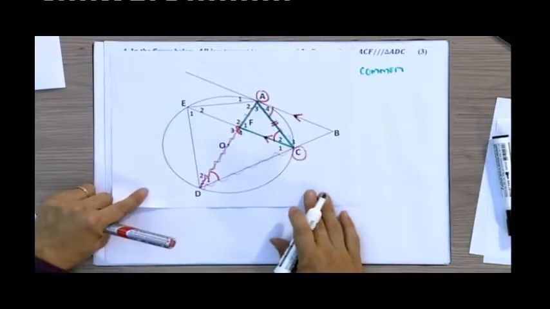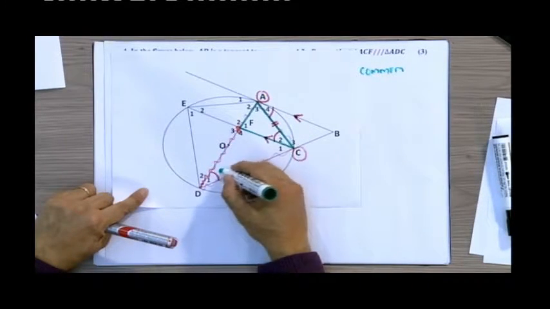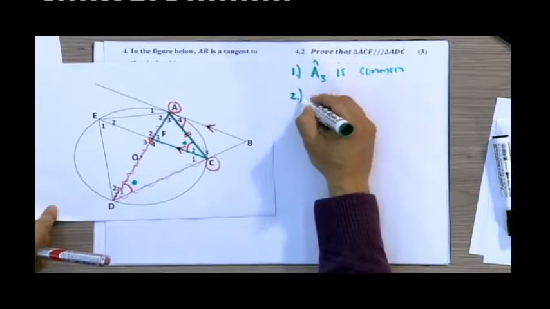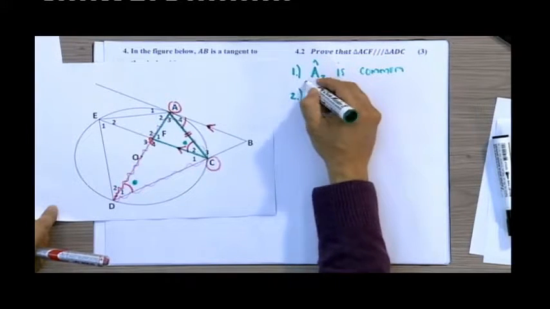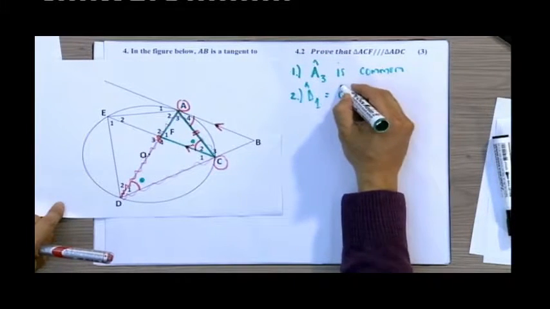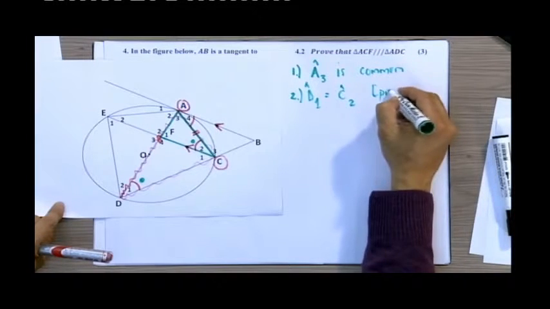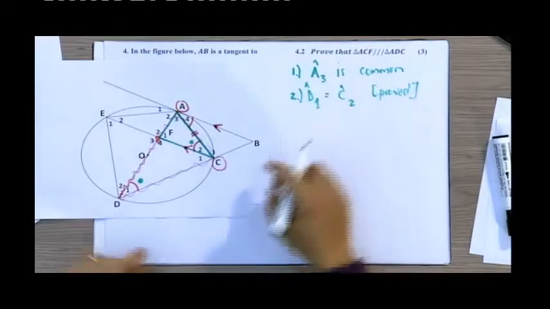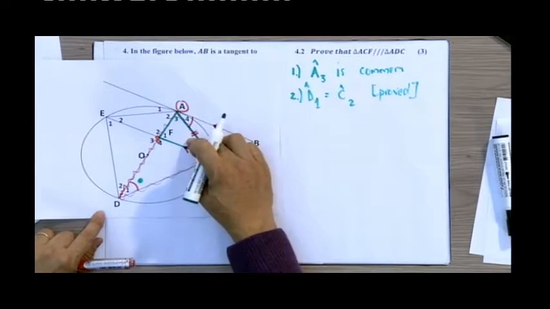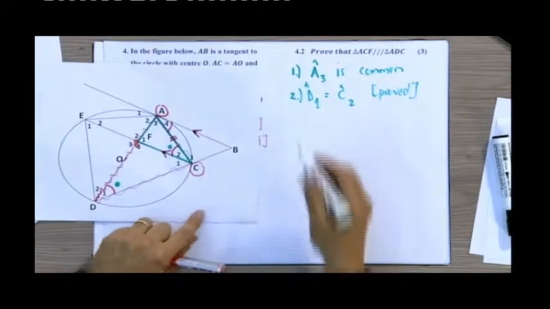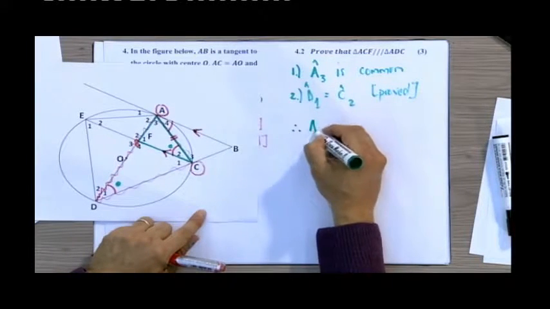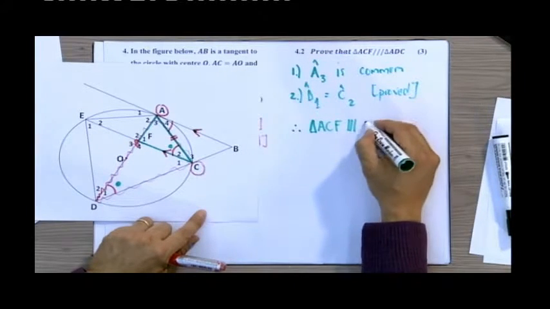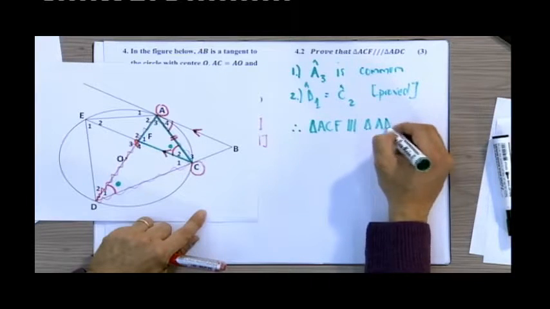So we will say in the two triangles, angle A3 is common. And secondly, in the two triangles, you see what did we prove? This one equal to that one. Right? We can say secondly, D1 is equal to C2. And that was proved in the previous one. And proving two triangles similar, you only need to prove two angles in the one triangle equal to 2 in the other one. So we can immediately say, so therefore, triangle ACF is similar to triangle ADC.